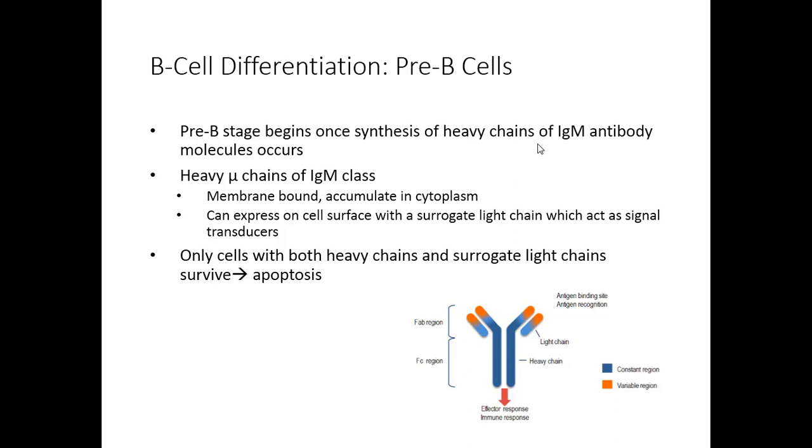Ultimately, they can express on the cell surface with what's called the surrogate light chains. And what the surrogate light chains are, remember I said that in the pre-B stage, there's our mu chain, and this is an alpha chain, and there's a beta chain. Those alpha and beta light chains are not going to be the final version of a light chain that gets produced from plasma cells at the end of this process. These are surrogate light chains.